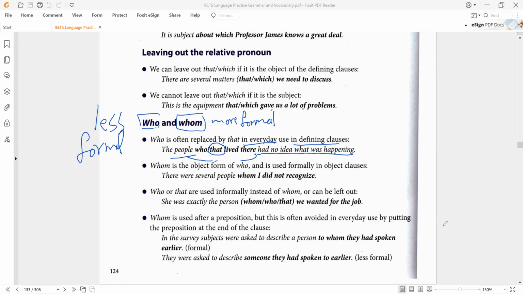The people who lived there, or the people who live there, have no idea what is going on, or the people that lived there had no idea. So who or that? Why? Because I'm talking about place. No, it's not the place. I'm talking about the people. Oh yeah. But why can I use that?